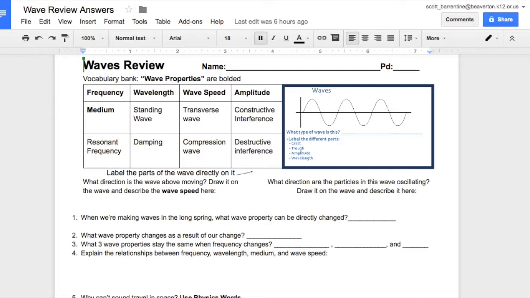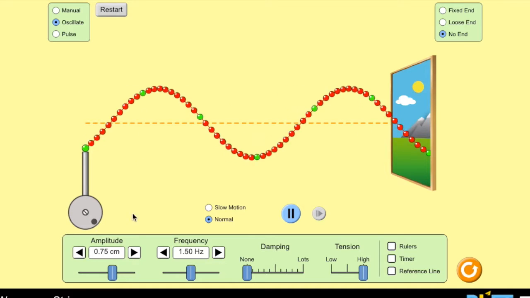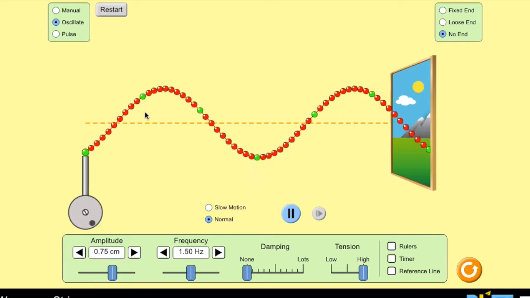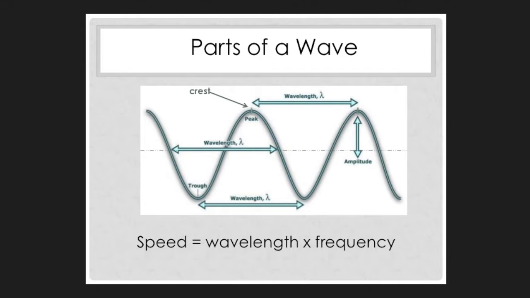And that's kind of what this question asked right here: what's the direction of the wave moving? The wave is moving left and right, but the particles, if you watch this green dot, are oscillating up and down. So let's go through some of the other parts of the wave.